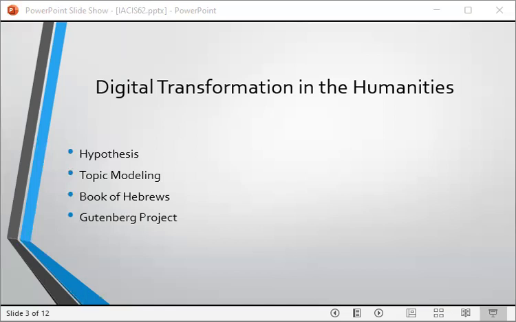This study fills a gap in the literature by applying digital methods to investigate this question. This is part of the digital transformation in the humanities. Access to large humanities data sets is available through the Gutenberg Project.